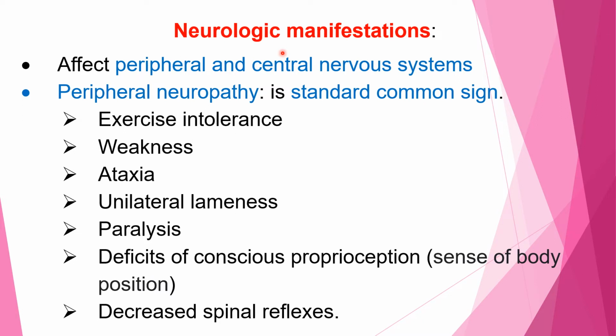In hypothyroidism, it affects the nervous system also. It affects both the peripheral nervous system and central nervous system. So most of the nervous system is affected. Peripheral neuropathy is a standard and common sign. The dog exhibits exercise intolerance. Either the dog becomes lazy or unwilling to perform the exercise.